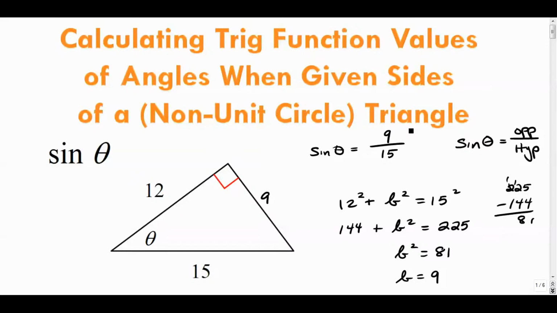9 here and 15 here. And we'll simplify that if we can. They're both divisible by 3, so we'll take them down to 3 over 5. And that's our answer. This is a Pythagorean triple. If you cut all these down by 3, it's a 3, 4, 5.